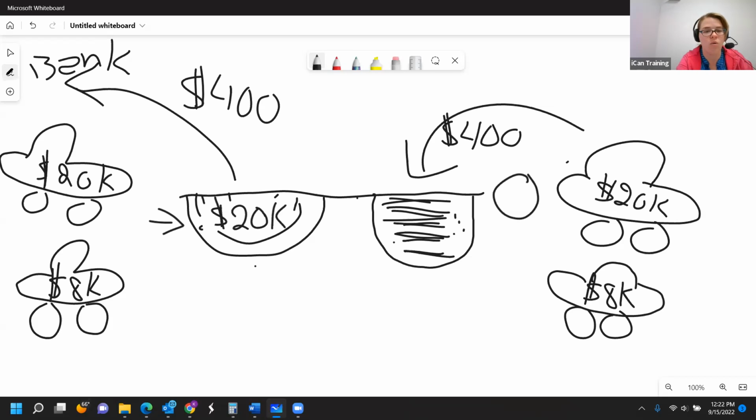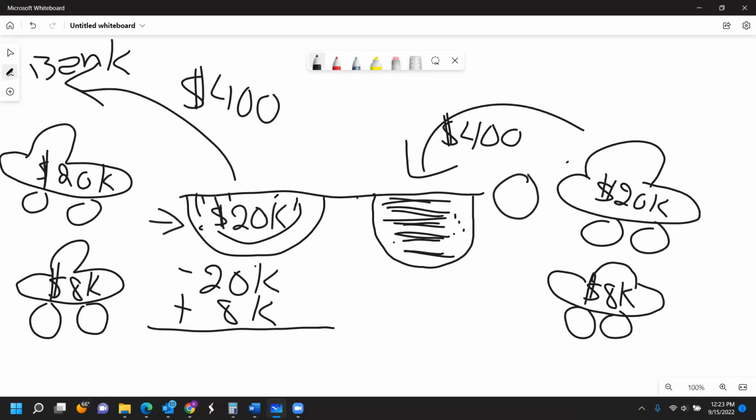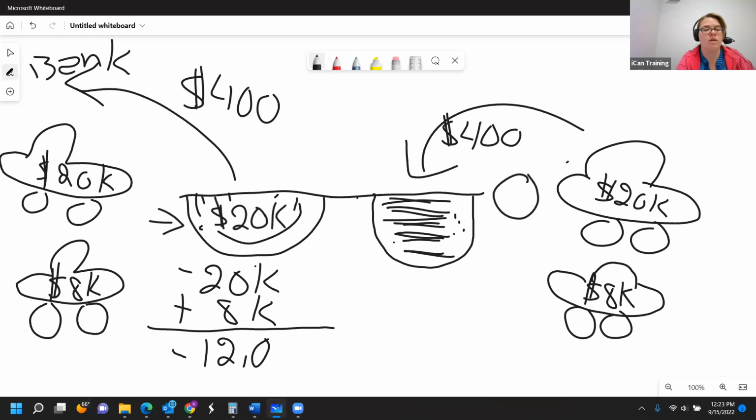So we have a $20,000 hole. So we have minus $20,000 and we have an $8,000 asset, right? So what is our net position on this side? On the left side. Minus 20 plus 8. So minus $12,000 because we have an $8,000 asset and it cost us $20,000, right? Because we financed it.